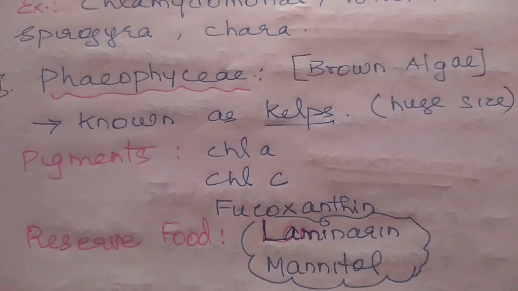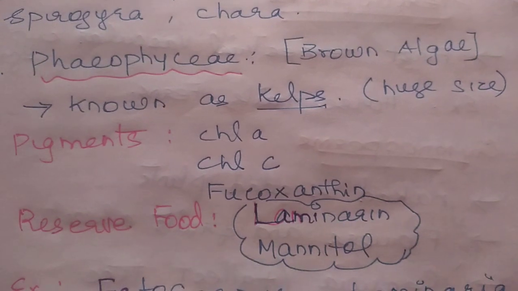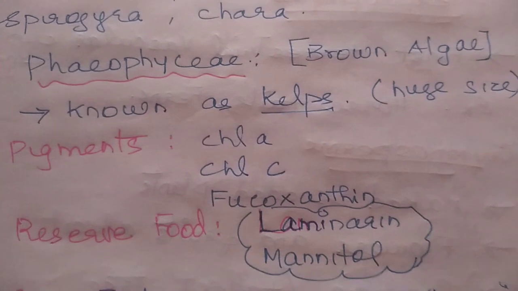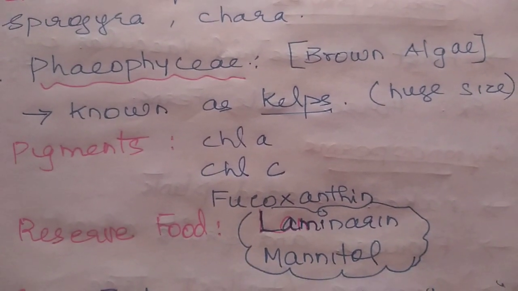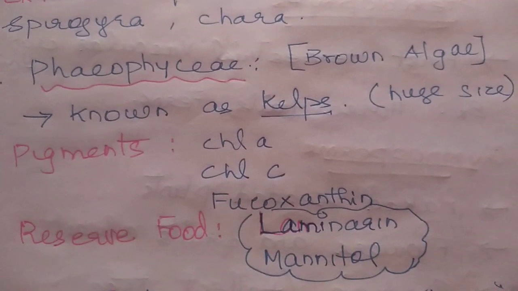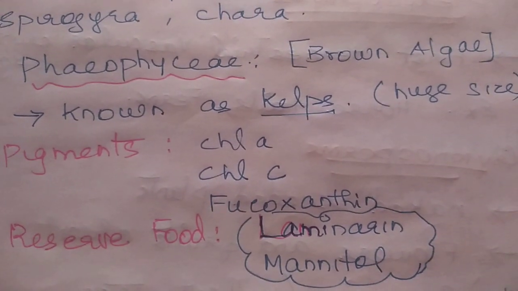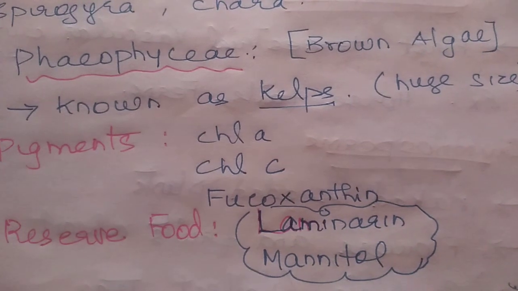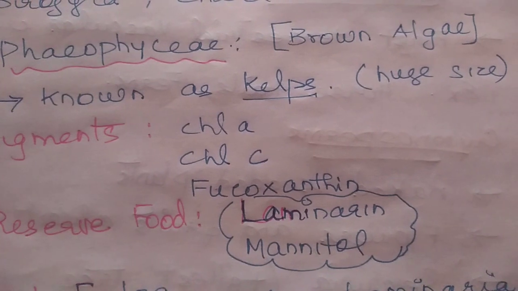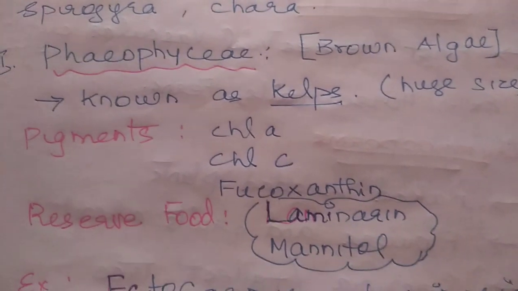So how to remember this, Phaeophyceae, the other name? Try to imagine that the algae are wearing a brown colored dress. The brown colored dress is due to that fucoxanthin pigment. And the reserve food: they went to a hotel and ordered two items to eat. What are they? Laminarin and mannitol. So the Phaeophyceae members, wearing a brown dress, are going to a hotel and ordering. The reserve food is laminarin and mannitol.